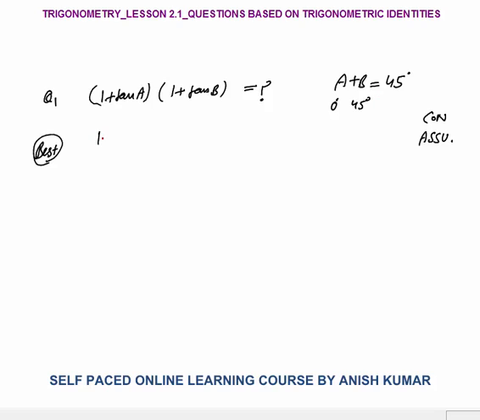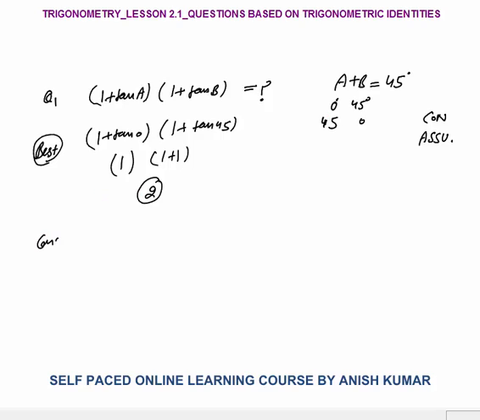So what will you get? This is (1 plus tan 0) into (1 plus tan 45). This is what we need to calculate. This is 1, tan 0 is 0, tan 45 is 1, so the answer is 2. You can solve this question in 10 seconds. Put A as 0, B as 45 or 45, 0, whichever one, the answer will still be the same.